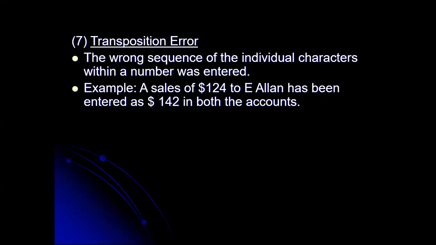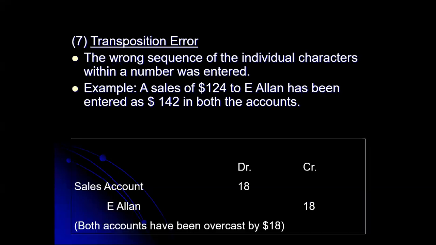So in this example, we were supposed to debit Allen 124 and credit sales 124, but we wrongly debited Allen 142 and credited sales 142. Hence we have overstated the amount by $18. So we need to reduce sales by $18 and reduce Allen by $18. Hence, the correcting double entry would be to debit sales 18 and to credit Allen 18.